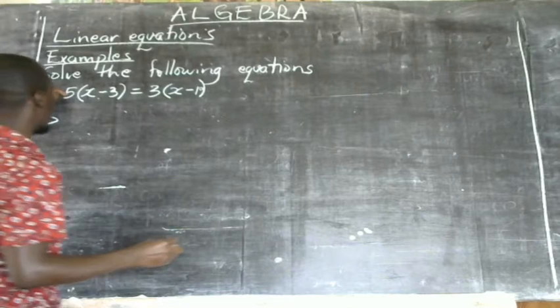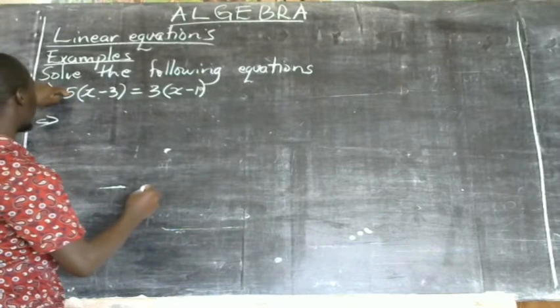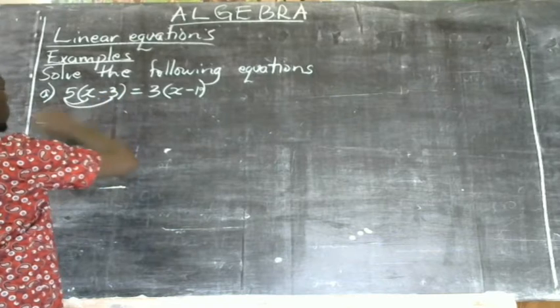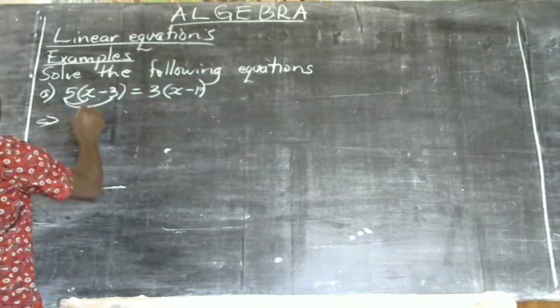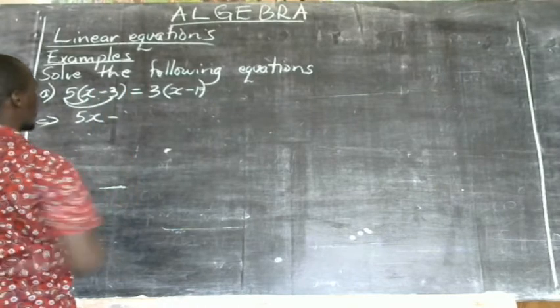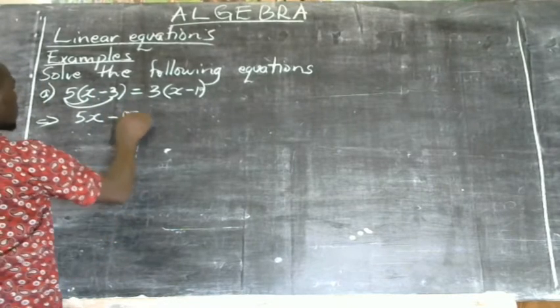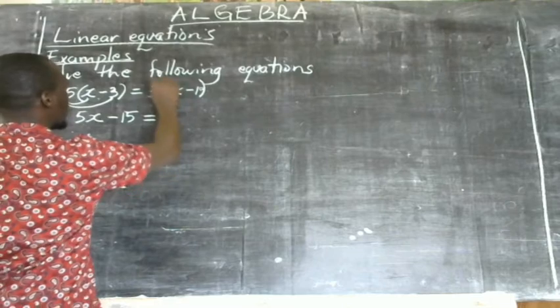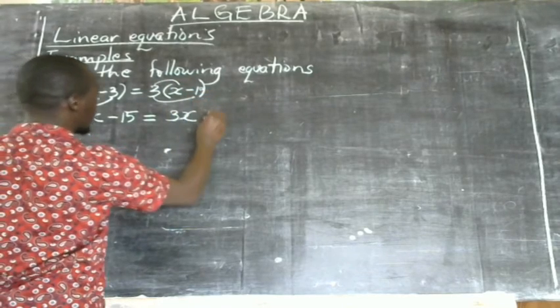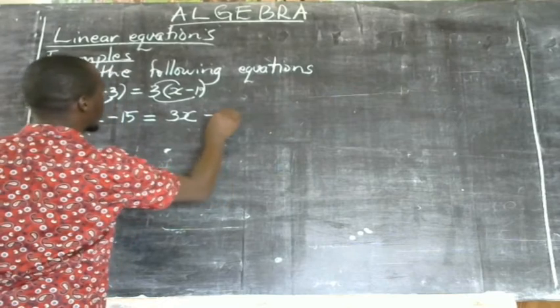So when I open brackets, this is going to be 5 times x, then 5 times 3. 5 times x, that is 5x, minus 5 times negative 3, that is negative 15, is equal to 3 times x, that is 3x, 3 times 1, that is minus 3 there.